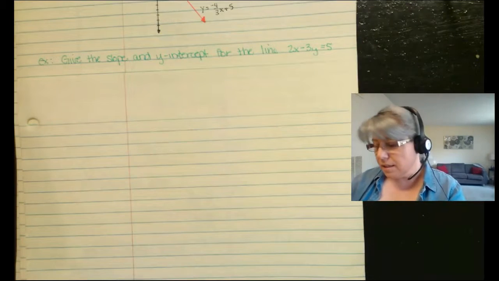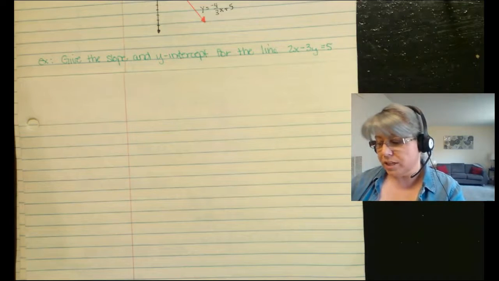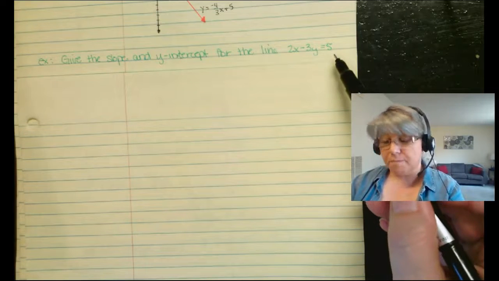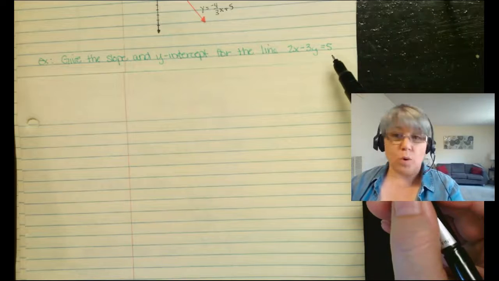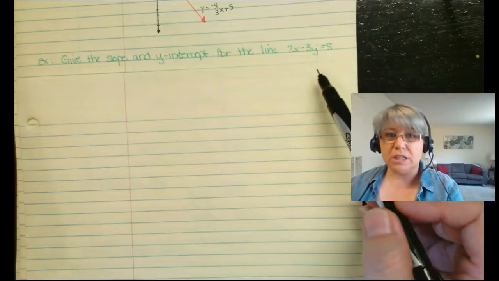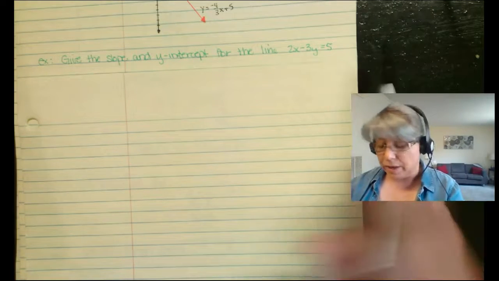Okay, let's find the slope and the y-intercept for the line that has the equation of 2x minus 3y equals 5. Well, in the format that it's in right now, which is called standard form, it's not easy to find the slope or the intercept. So let's translate the standard form into slope-intercept form, and that way we can see exactly what's going on here.